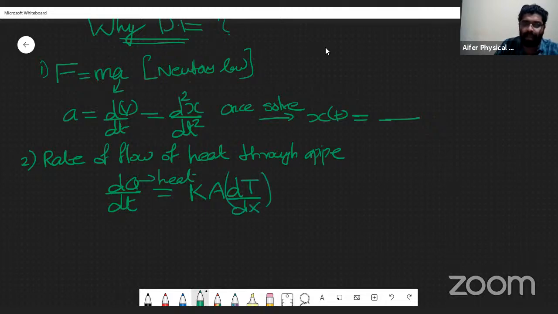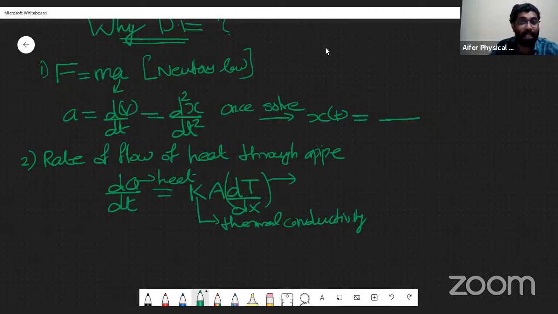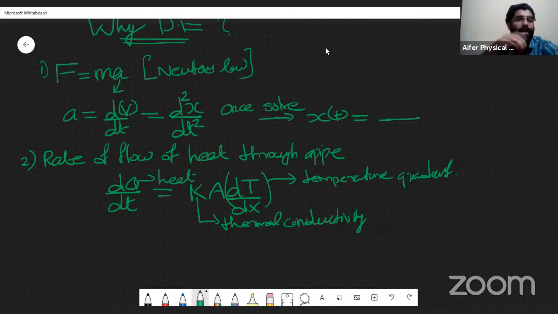Okay, where k is a constant called thermal conductivity of the medium. dT by dx is, you know, the temperature gradient: how the temperature changes with respect to distance. Okay, so even in thermodynamics, we have to solve this differential equation.